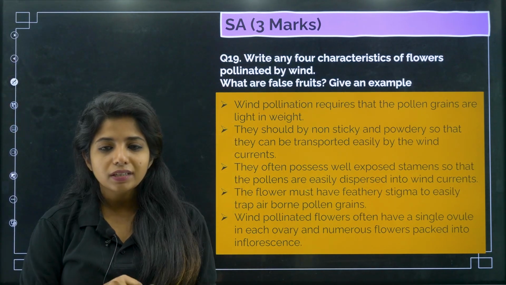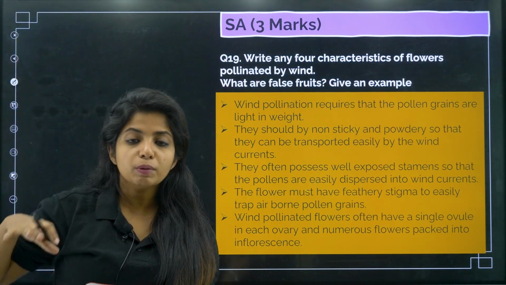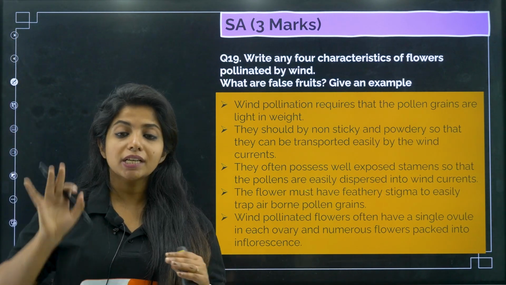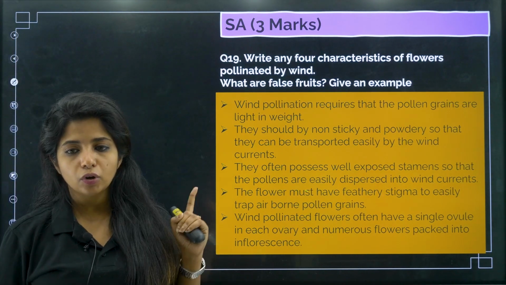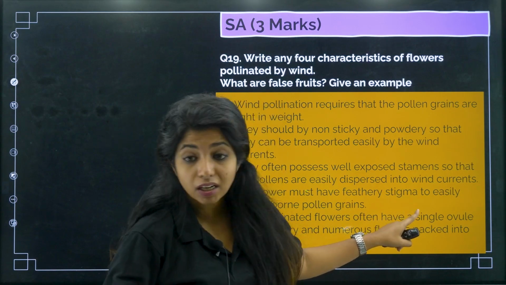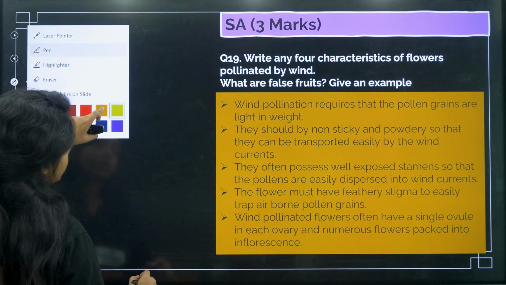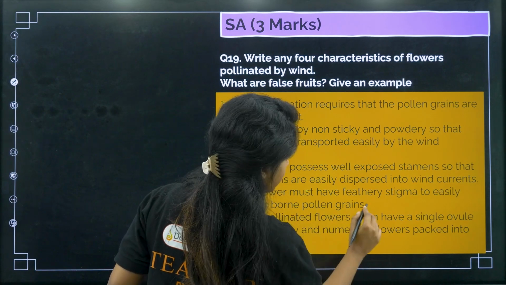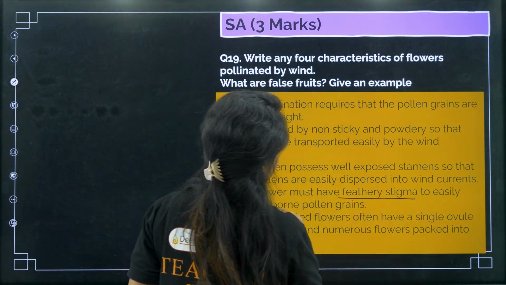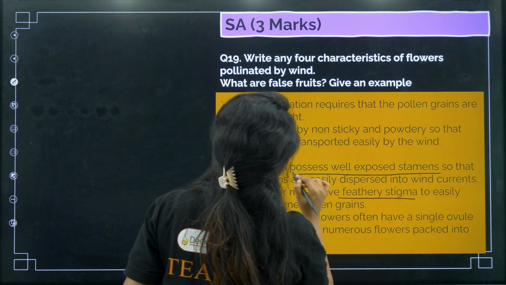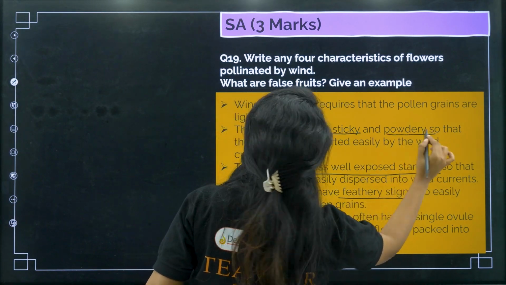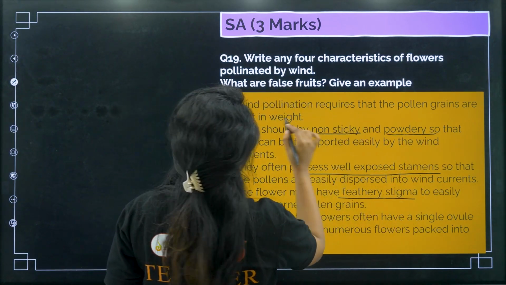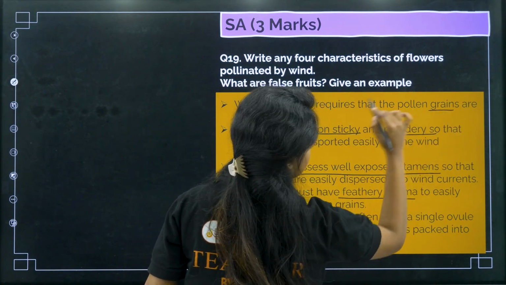If they are short, obviously they try to move up, that won't be possible. It's against gravity, right? So basically they should be tall enough. The stamen also should be tall enough. The flower must have feathery stigma. What should it have? It should be having feathery stigma, well-exposed stamens, non-sticky and powdery pollen grains, lightweight pollen grains and things like that.